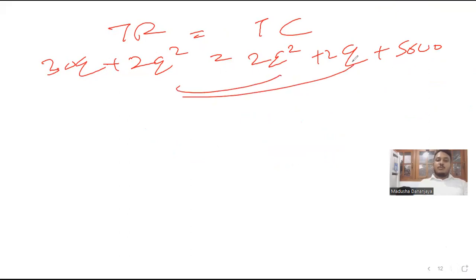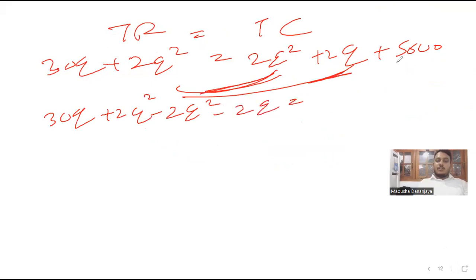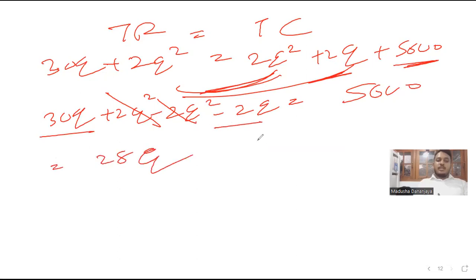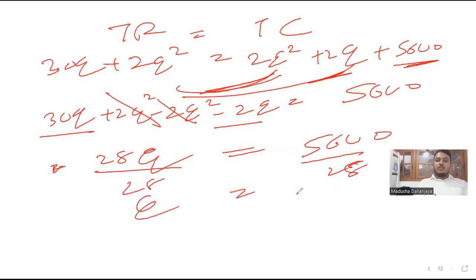Now very easy. Take all the Q terms to this side. 30Q plus 2Q squared. This will become minus 2Q squared, this will become minus 2Q, equals only this 5600. Now see, 2Q squared and minus 2Q squared set off. Then 30Q minus 2Q is 28Q. Again the same thing, 28Q equals 5600. Divide by 28 on both sides. Q equals 200. Again you got the same answer. So profit will be 0, or total revenue will be equal to total cost, at which level? At 200 units. That will be the break-even quantity. So the second part is also done.